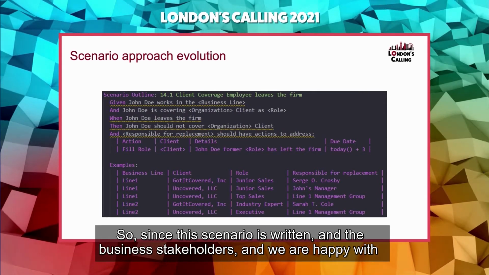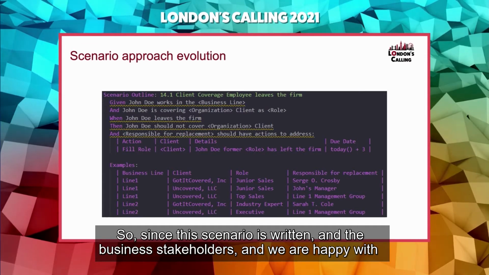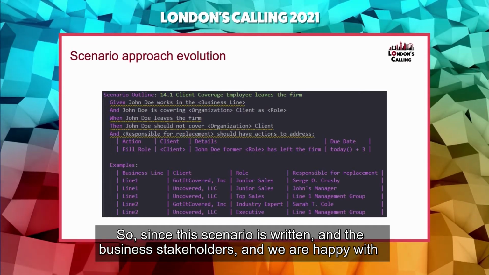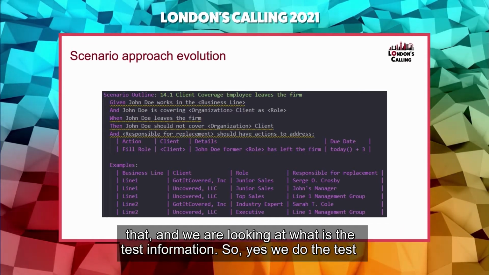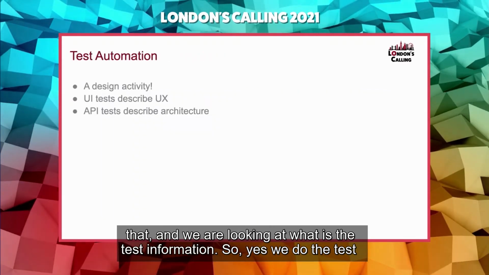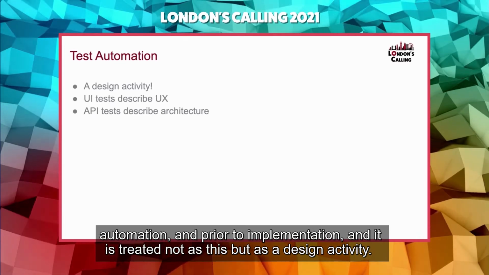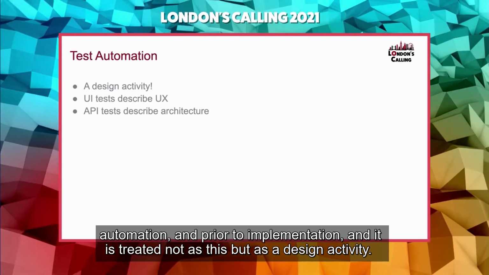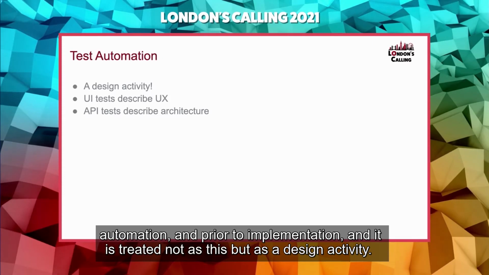So once this scenario is written and both business stakeholders and we are happy with it, we start working on test automation. So yes, we do test automation prior to the implementation because we treat it not as a test activity, but rather as a design activity.